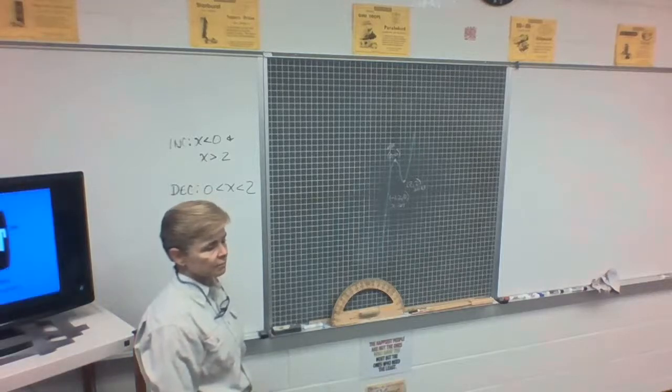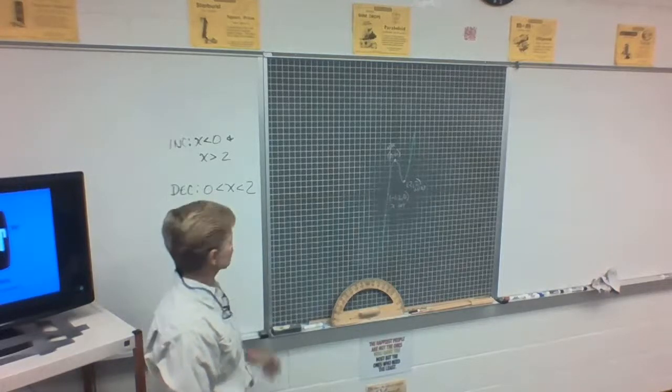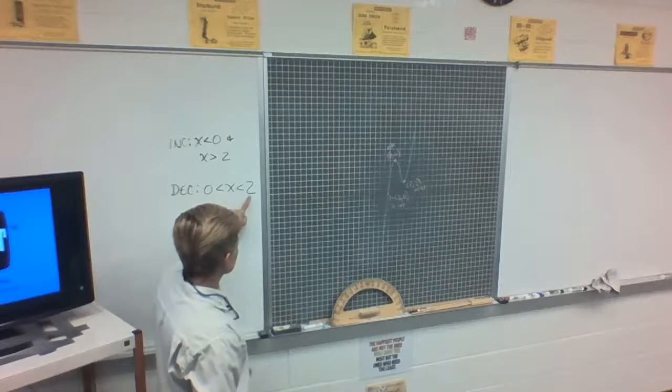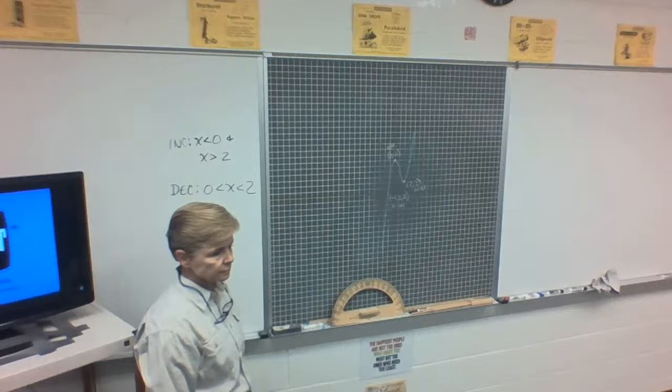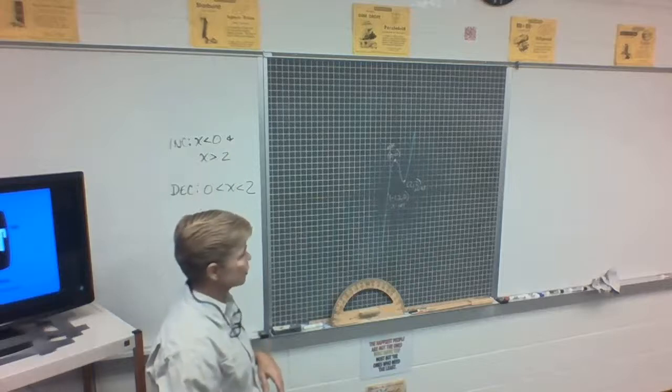Does that make any sense? If x is more than 0 and at the same time less than 2, we are on a chunk of the graph that is decreasing. We good? Okay, this is how you represent it. You're going to have to use inequality symbols.